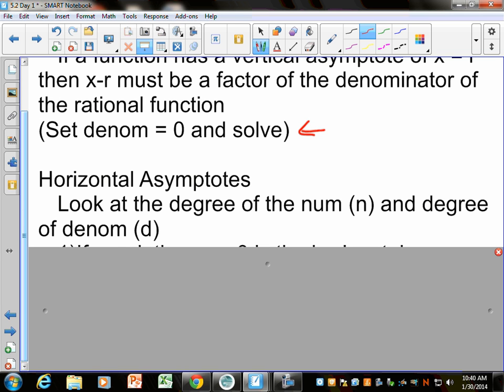So for our rules here, I'm calling the degree of the numerator n and the degree of the denominator d. So in my rules here, you're going to see n and d, n being the degree of the numerator, d being the degree of the denominator.